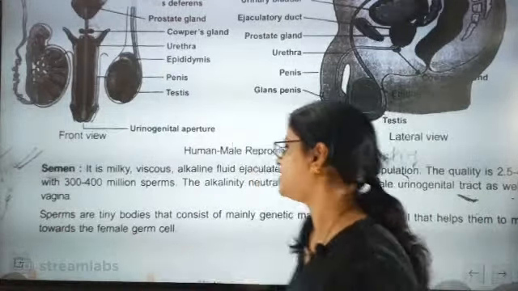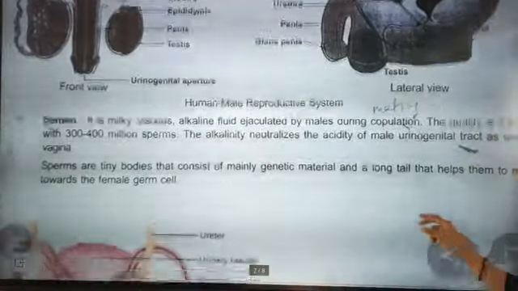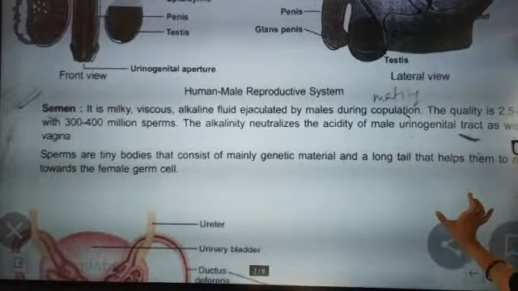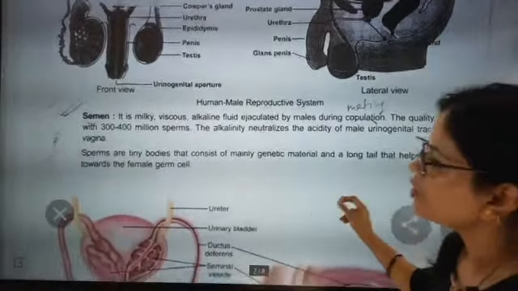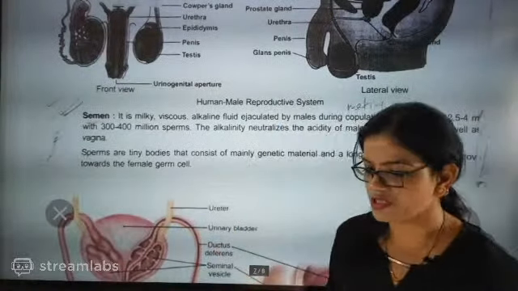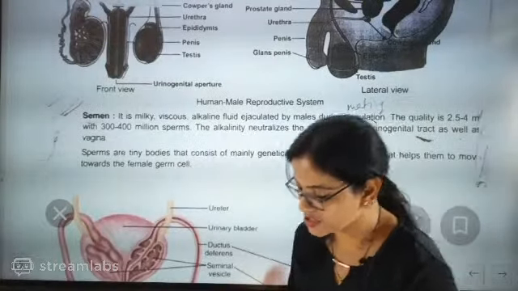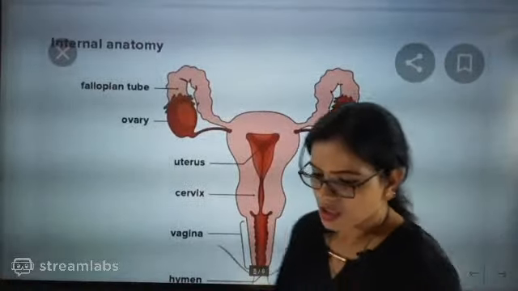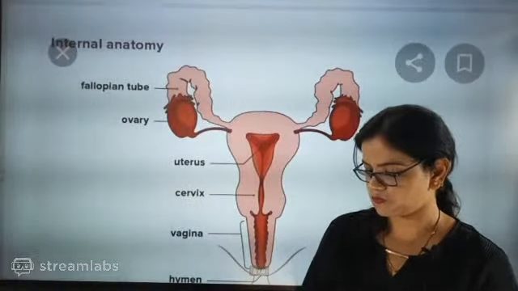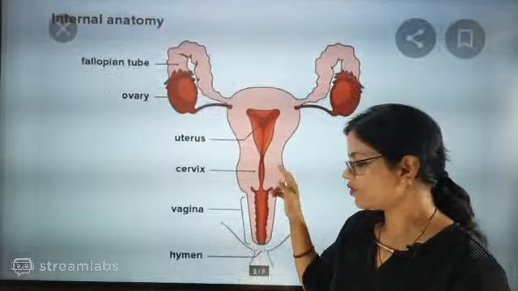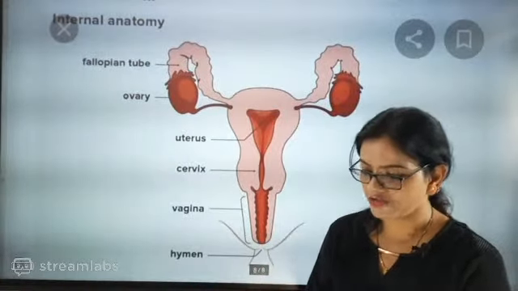Sperms are tiny bodies that consist mainly of genetic material and a long tail that helps them move towards the female germ cells. So the sperms go towards the female germ cells. We discussed the male reproductive part. Now we are going to talk about the female reproductive part.